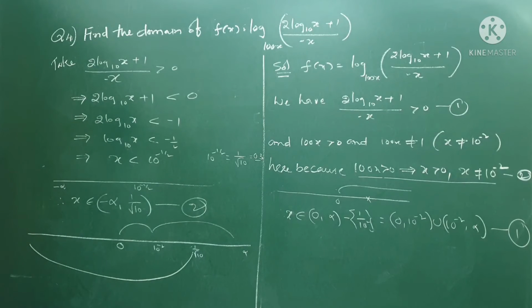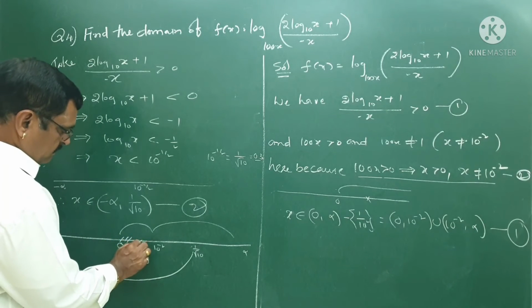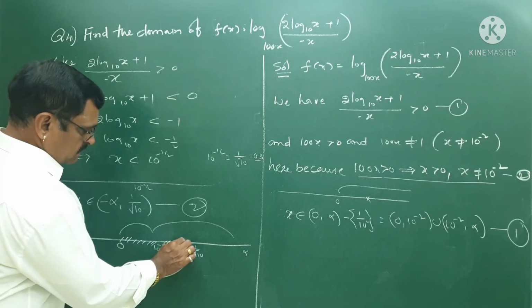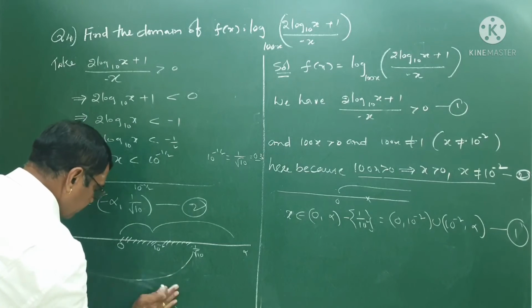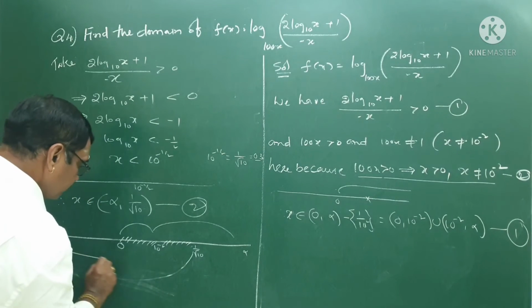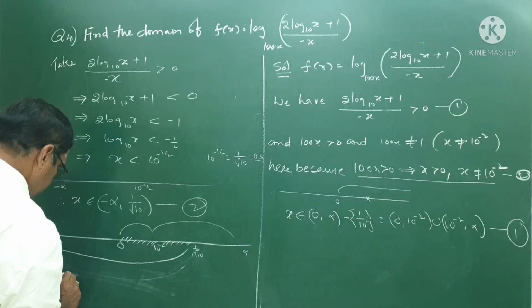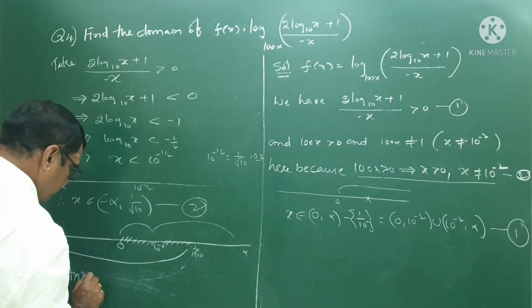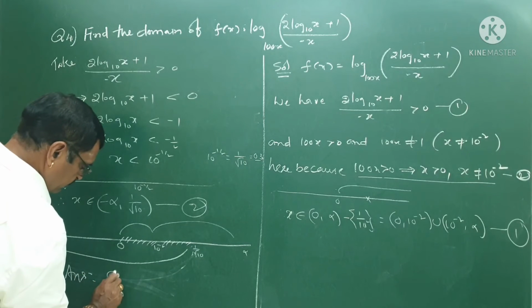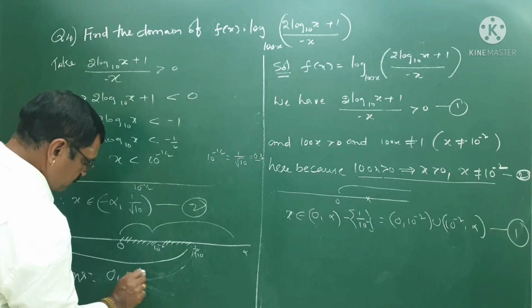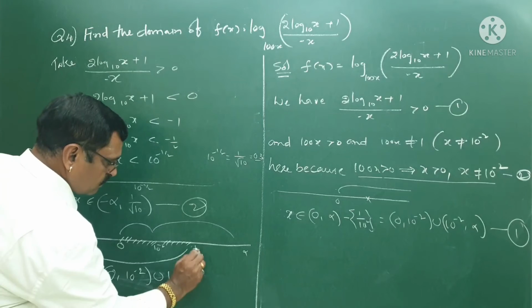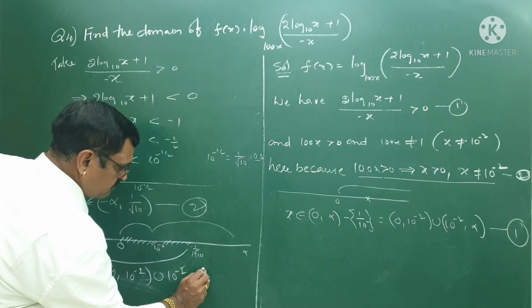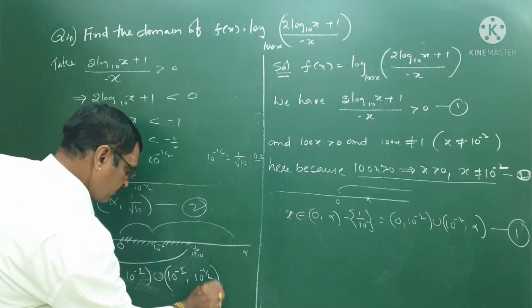Now the common part is nothing but this and this. Therefore the final answer is 0 to 10 to the power of minus 2 union 10 to the power of minus 2 to 1 by root 10, or 10 to the power of minus 1 by 2. This is the answer.